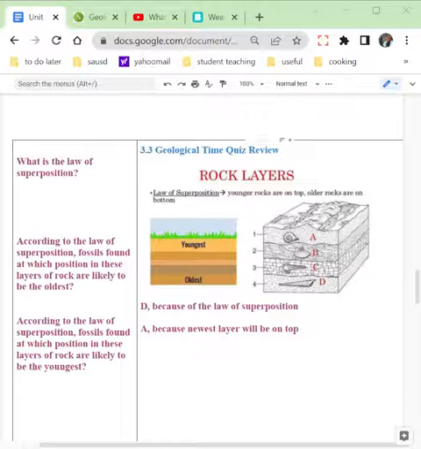So this is 3.3. We're on a new section called geological time.